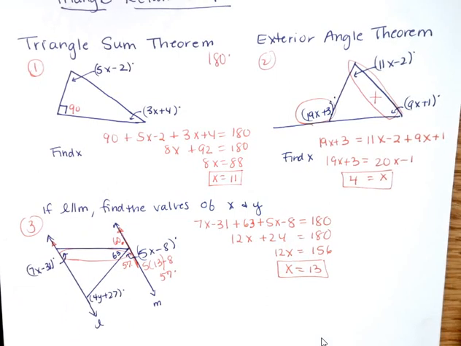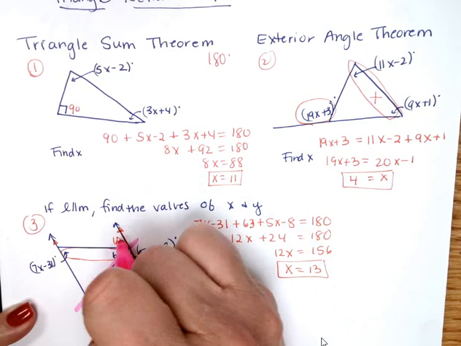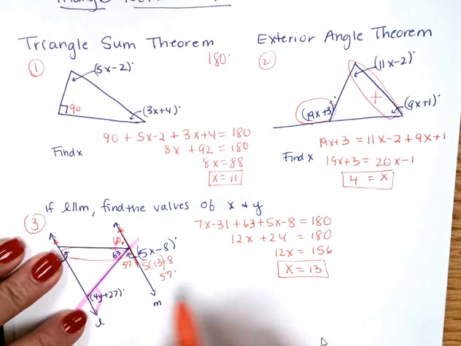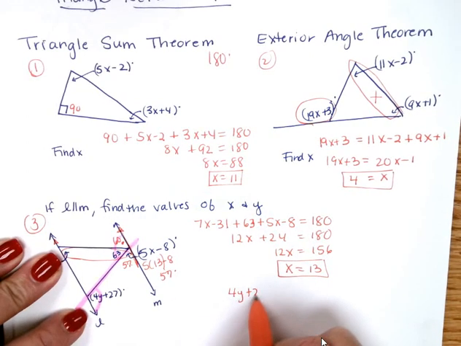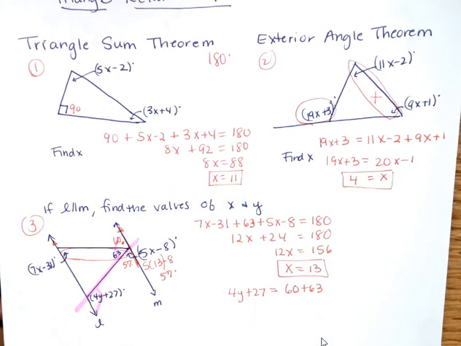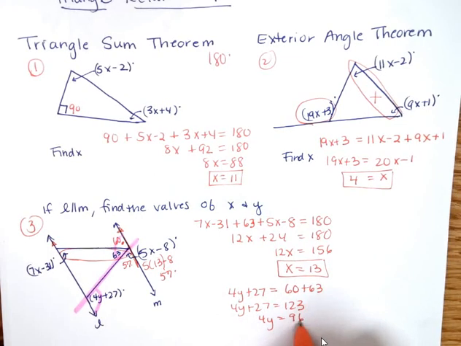Now with that, when I'm looking at this right here, this is a transversal. These two are alternate interior angles. With those two being alternate interior angles, they're congruent. So 4y plus 27 should equal the 60 plus the 63. It's a whole angle. So 4y plus 27 equals 123. So y is 24.